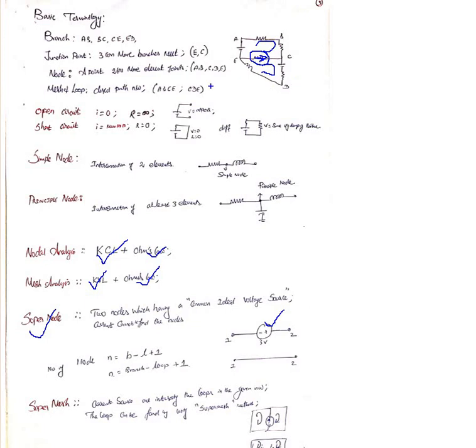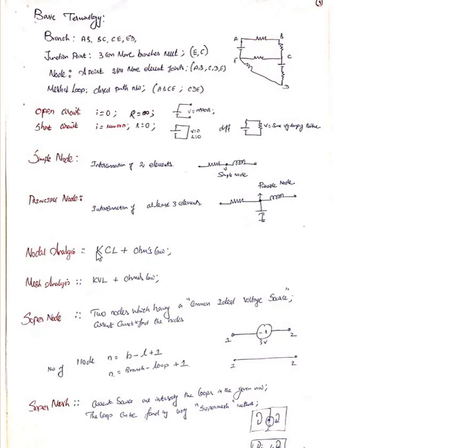So what is a super mesh? It means there are two loops in the circuit, and between the two loops a current source is commonly present. Between two nodes, a voltage source for the node; a current source for the mesh. That's all. This is easy to understand and easy to remember.